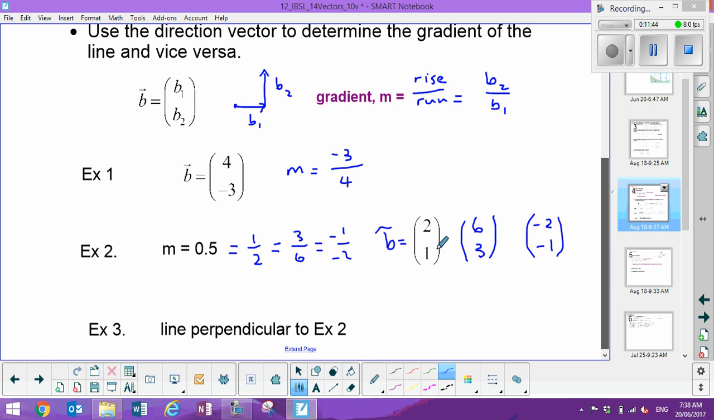So if this was something moving, I'd have different parameters, because if that was a speed, that's going faster than this one. They're all going the same direction and the same ratio.